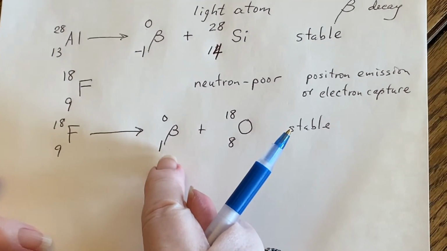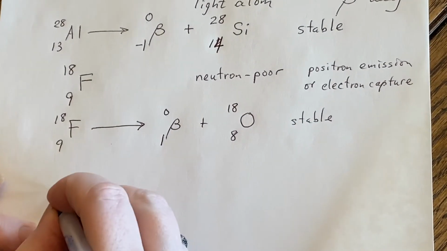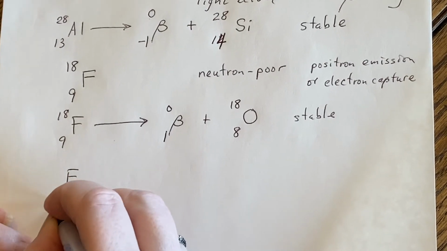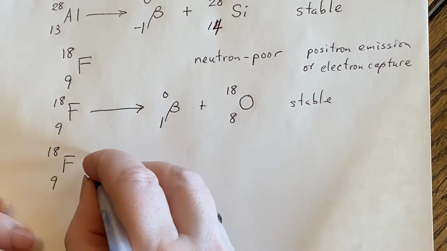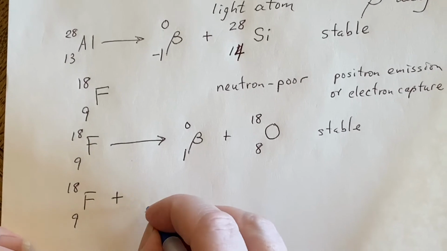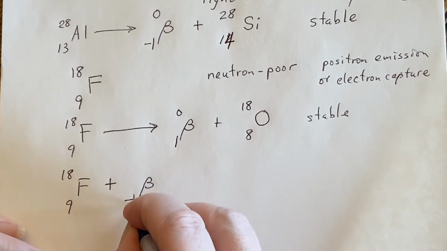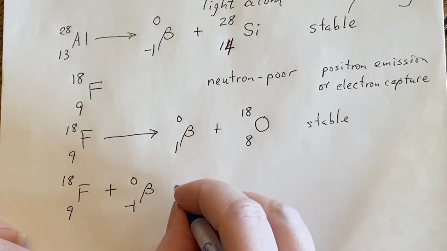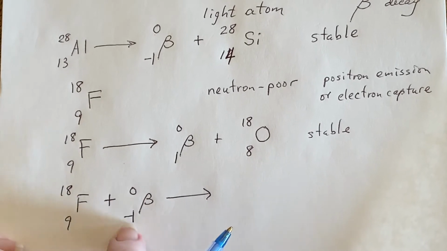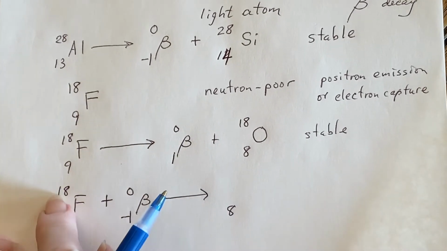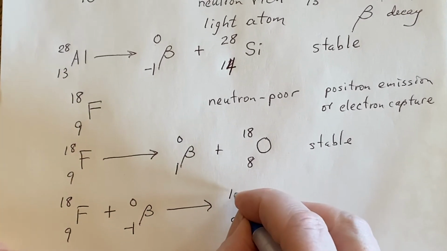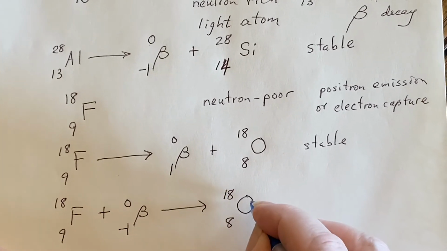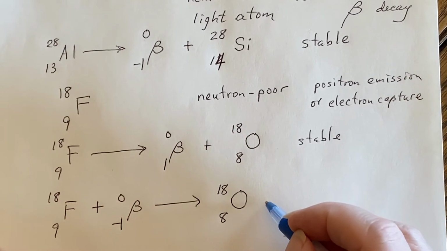Now let's try it with the electron capture. So that's still the fluorine and the 9 and the 18, but I am now going to capture an electron. Okay, 9 minus 1 is 8. 18 plus 0 is 18. Oh, it's the same stuff.